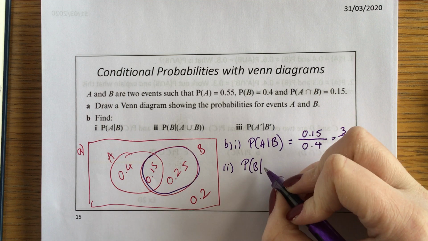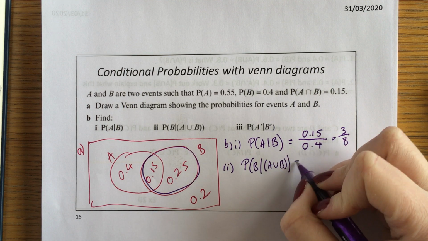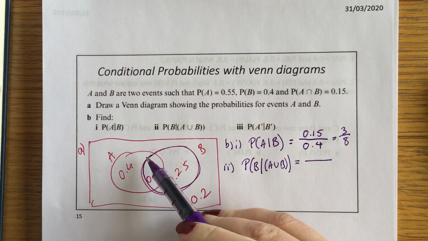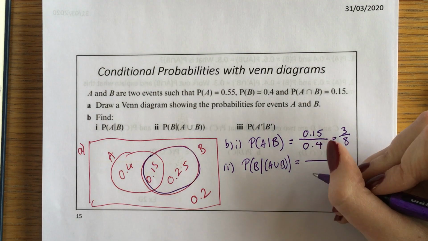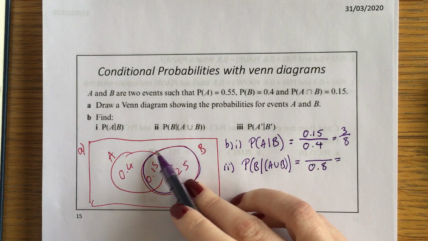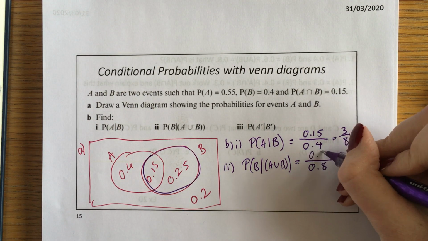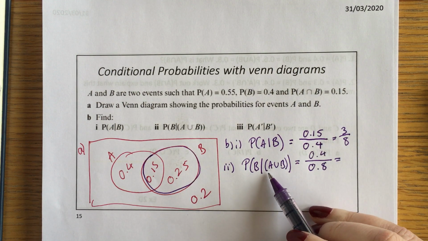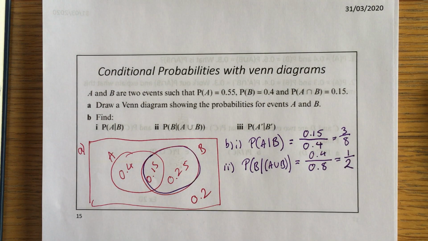B part 2, find the probability of B given that either A or B has happened. So the probability of A union B is all of this part added together, which is 0.8. So out of 0.8, the likelihood of B occurring is a 0.4 chance. So given that I know that either A or B has happened, I've got a half chance of being able to say that B has happened.